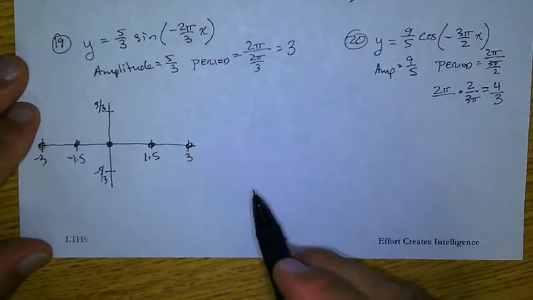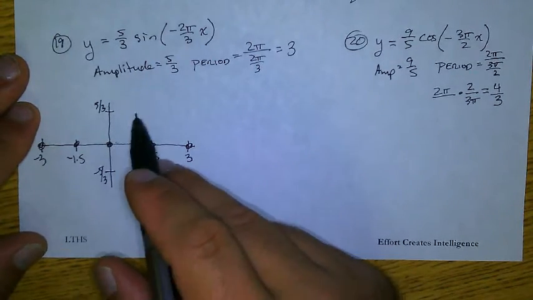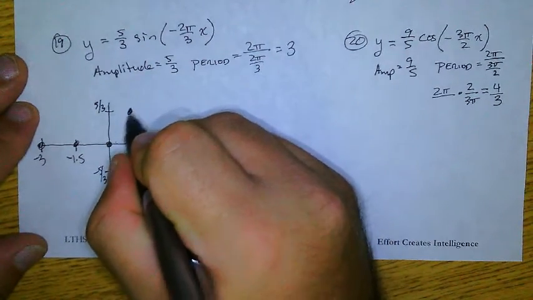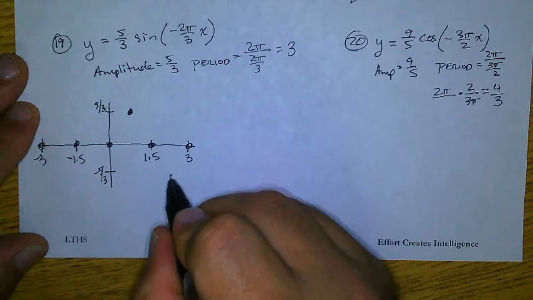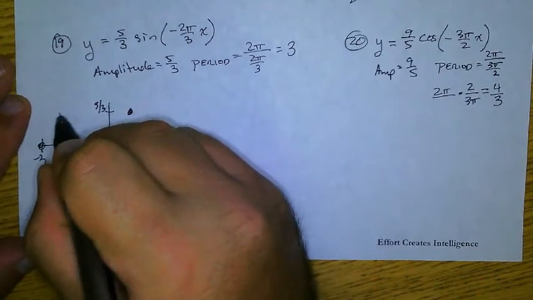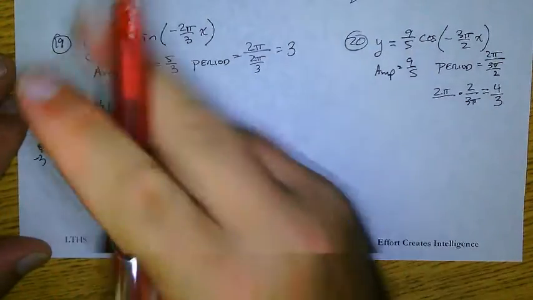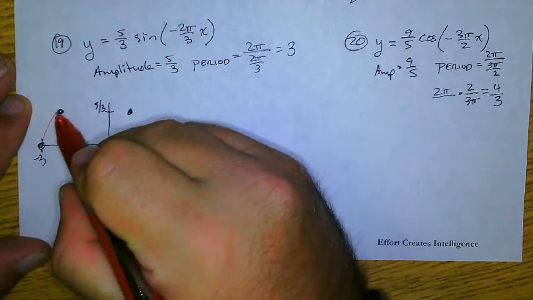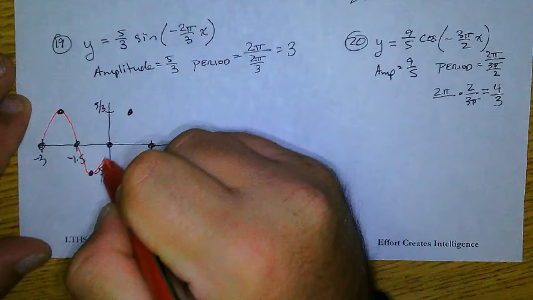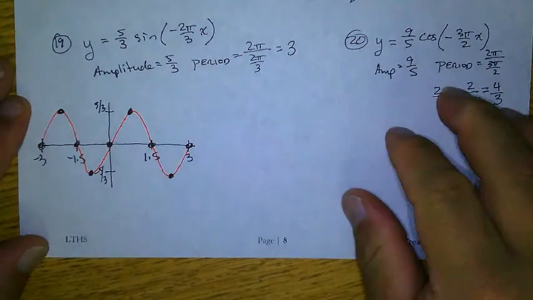Okay, and I know that a sine function starting at 0 will go up to a maximum first, and then down to a minimum. Going backwards, minimum, maximum. Right? So if I were to come in here and play connect the dots, there is my graph.